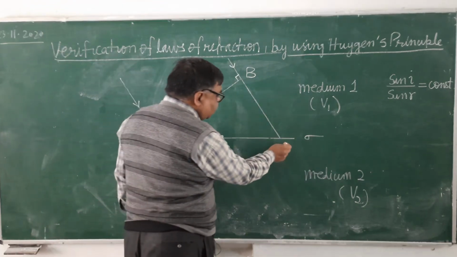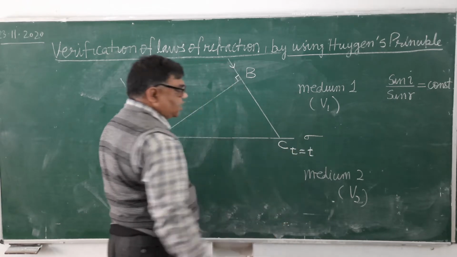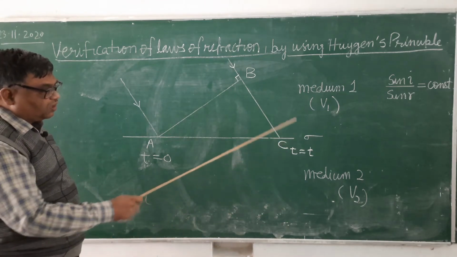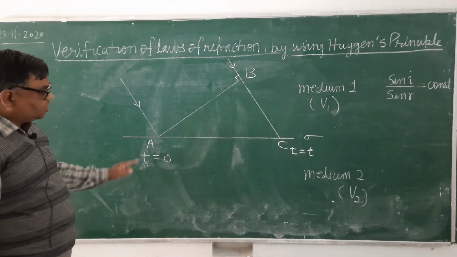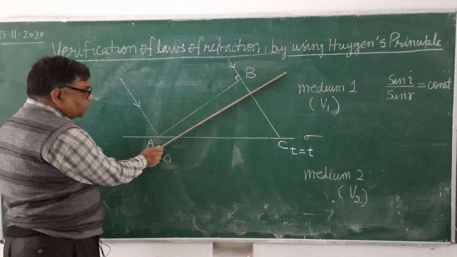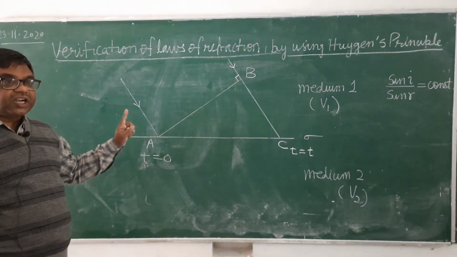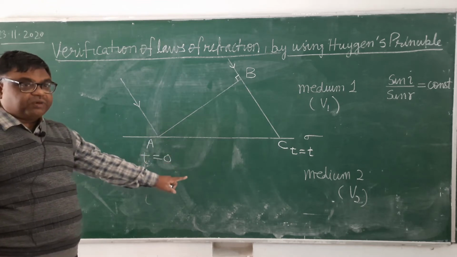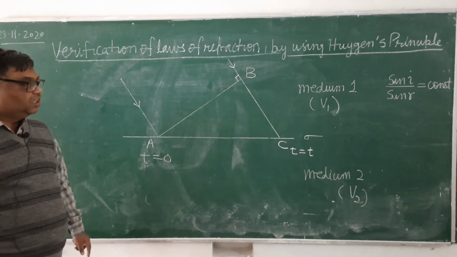Let point C of the refracting surface be reached by wavefront AB at time t equals t. Now see here, the secondary waves: as per Huygens principle, when the wavefront reaches different points of the refracting surface, they become sources of secondary waves, and they start emitting secondary waves in the other medium. With what speed? With the speed v2, because now the medium has changed.